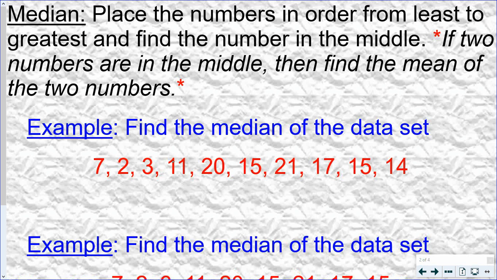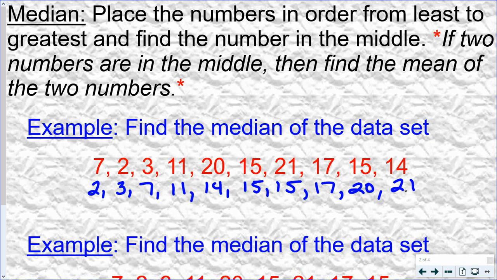So first, let's put these numbers in order. And so the smallest number is 2, then we have 3, and then 7, and then 11, and then 14, and then 15, and there's another 15, and then feeling like I missed something. 15, and then 17, and then 20, and then 21.